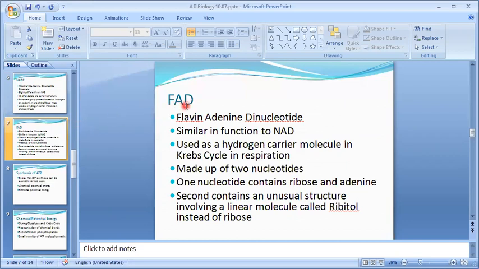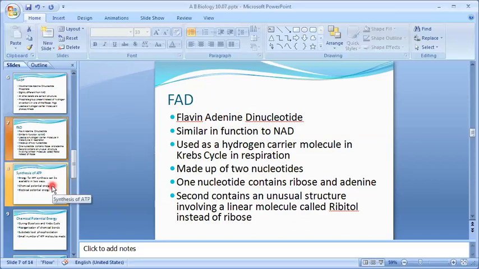So once again, if we come to their structure, it consists of two nucleotides. One nucleotide, once again, contains the ribose, the phosphate group, and adenine. So obviously up till here, the structure is similar to NAD. But when we come to the second nucleotide, it contains a very unusual structure which involves a linear molecule called ribitol instead of ribose, right? So this is how FAD is different from NAD.